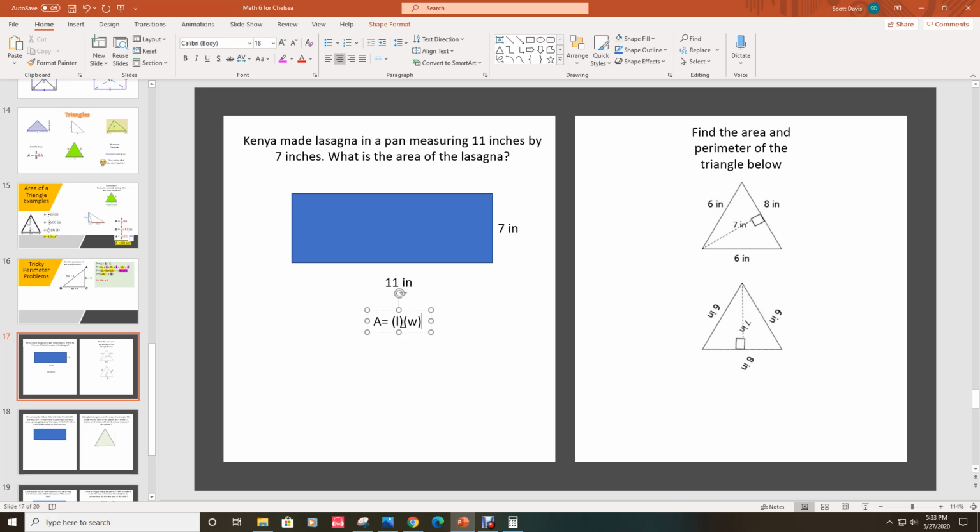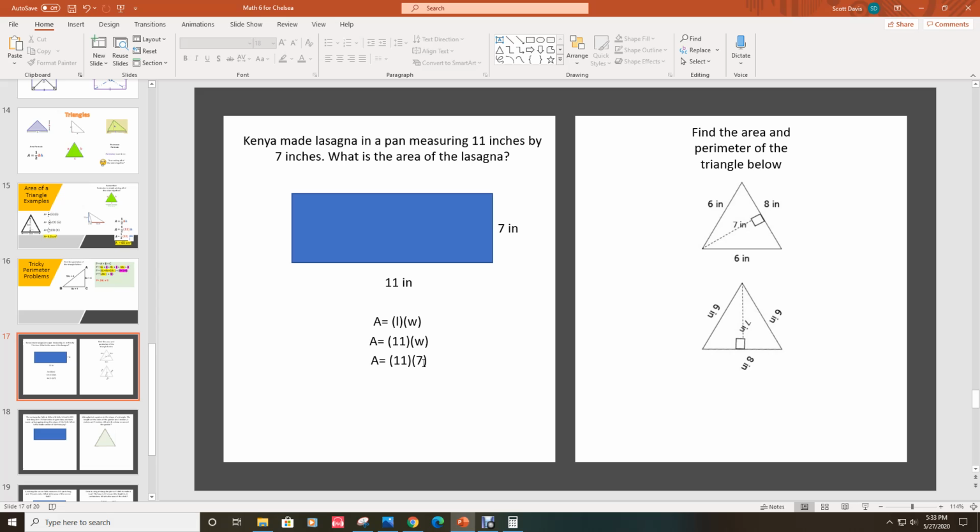Okay. And then when you plug it in, you're going to carry it down like we said and plug in the first thing you know. So my length, I'm saying, all right, my length is 11. And I'm going to keep that W. And I'm going to carry it down. Next, I can plug in my W. I find my width of 7. Here's 7. And I'm going to carry it down.